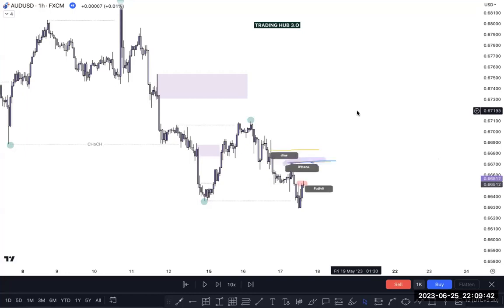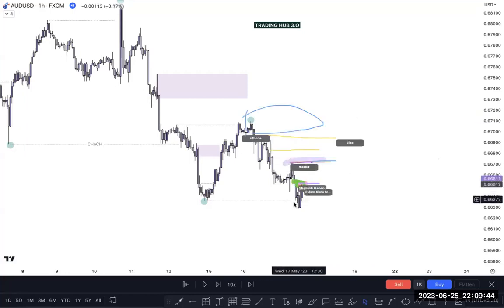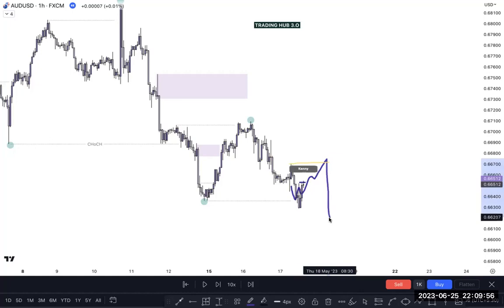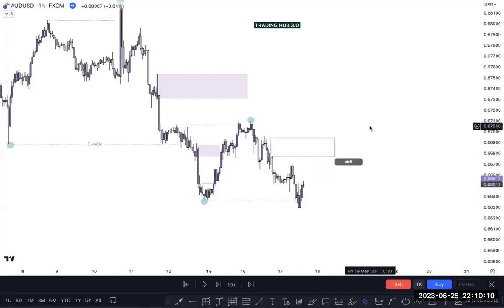Okay, inducement, perfect. No, sir, this is not the inducement which you marked on an extreme. Sorry, in the first point. This one is not inducement because this candle took out the liquidity, but market continued going higher high and did not break the low. That's why. Perfect. After taking out the inducement, generally we are planning to sell here.